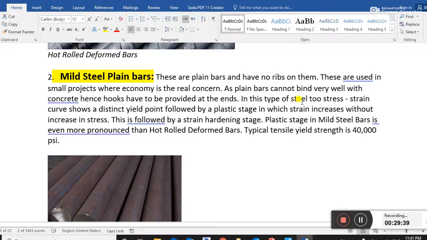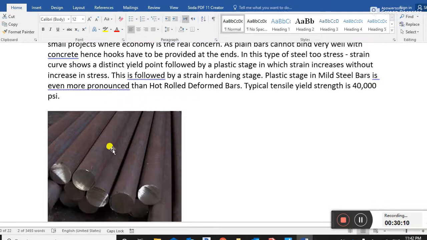In this type of steel, the stress-strain curve shows a distinct yield point followed by a plastic stage in which strain increases without increase in stress. This is followed by the strain hardening stage. The plastic stage in mild steel bar is even more pronounced than in hot rolled deformed bar. Typically, tensile strength is about 40,000 psi, pounds per square inch.